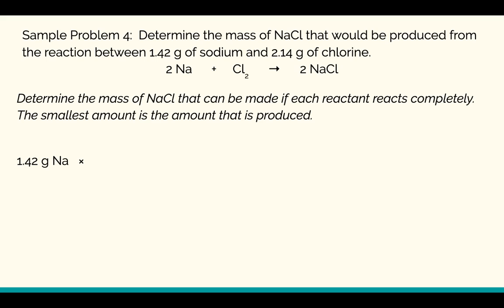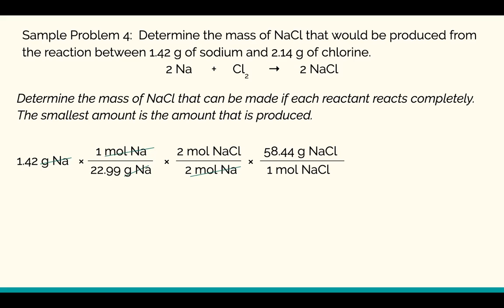So we've got 1.42 grams of sodium. We're going to convert that to moles using the molar mass of sodium. Then we're going to use the mole ratio to find out how many moles of sodium chloride are required. And then we're going to use the molar mass of sodium chloride to determine the mass of sodium chloride that could be produced if all of the sodium reacts. So if all of the sodium reacts, we're going to make 3.61 grams of sodium chloride.